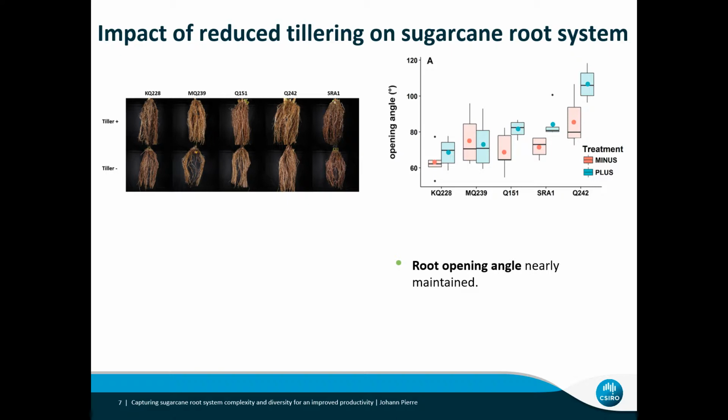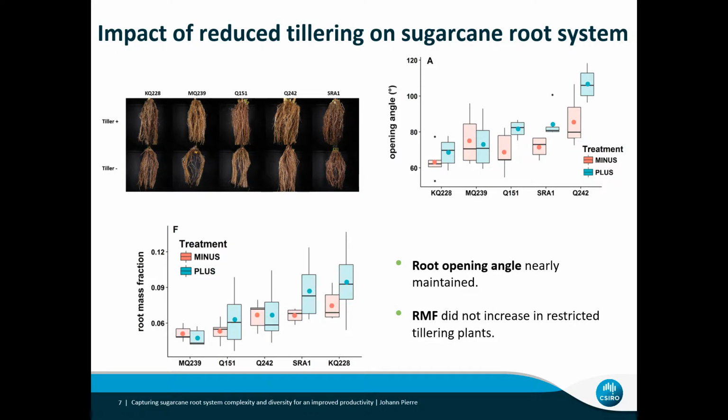So finally, to come back to our initial question, does restricting tillering increase the root mass fraction? As you can see on this graph, the answer is no. There is no significant effect of restricting tillering on the root mass fraction, and the trend is even toward a decrease in RMF in the restricted plants. So in this case, sugarcane doesn't behave like wheat does.